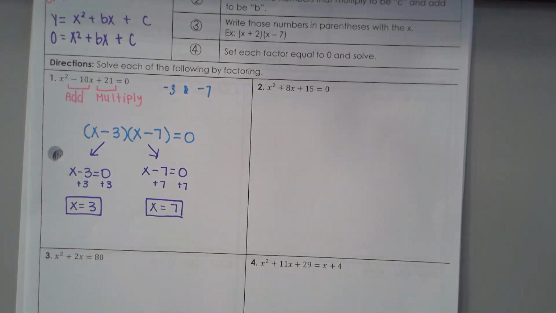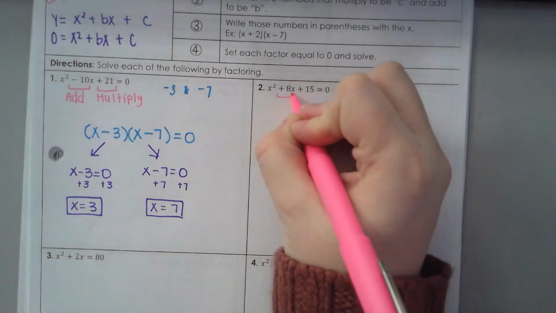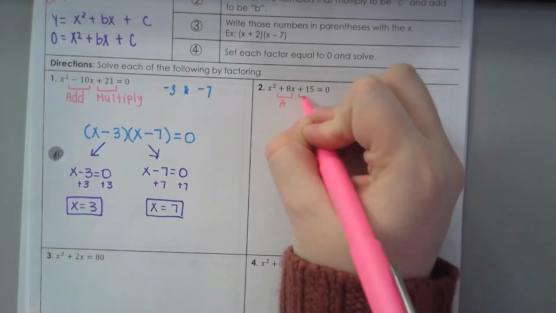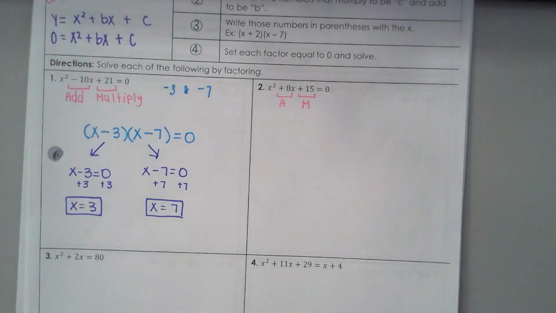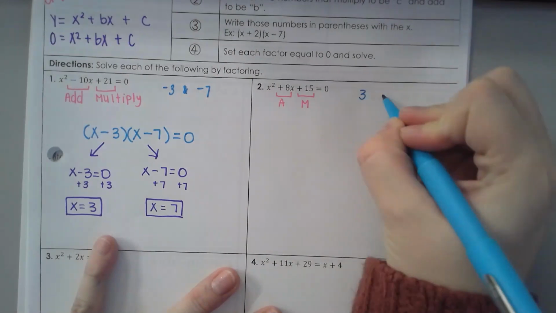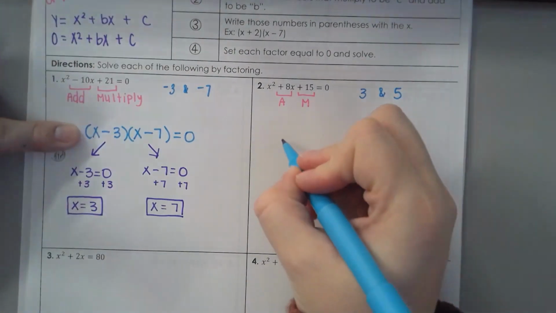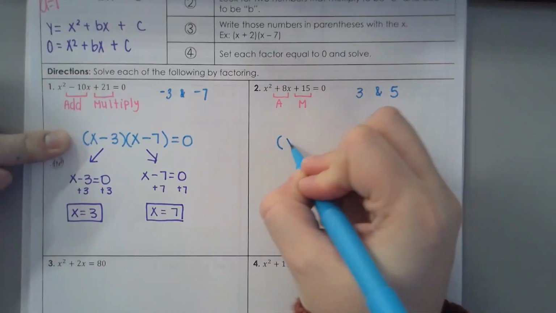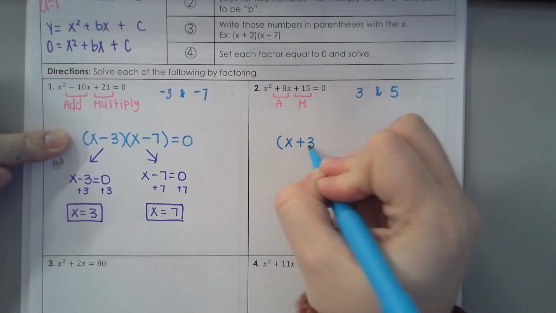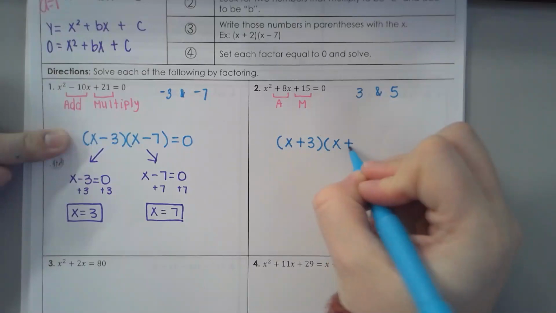We need two numbers that add to be 8 and multiply to be 15. 3 and 5. And it doesn't matter if you put the 3 or the 5 first. So we have 3 and 5. So those numbers I put in my factors. X plus 3, x plus 5.